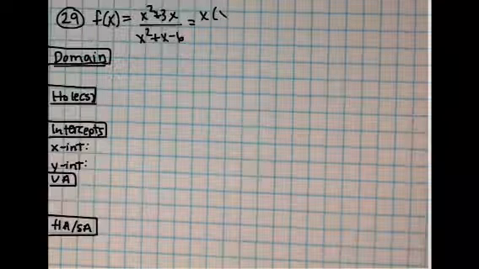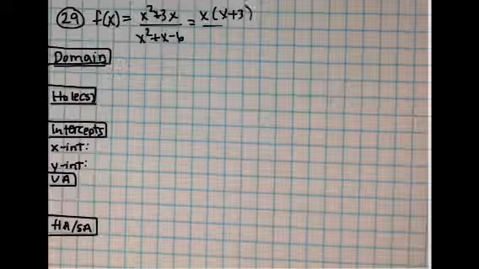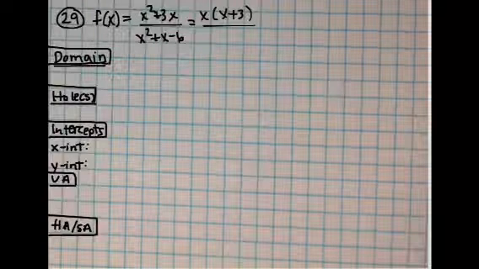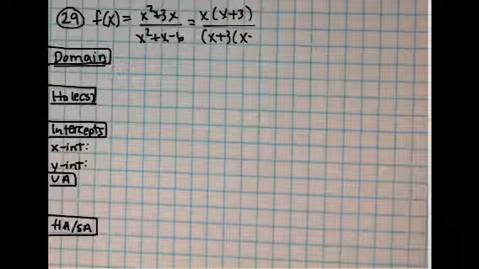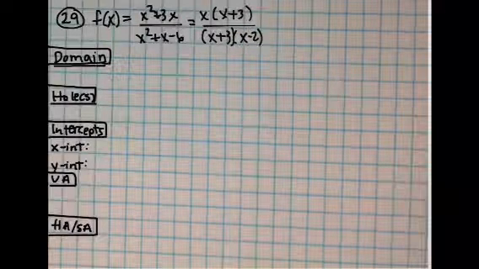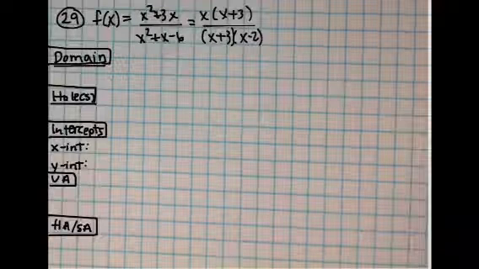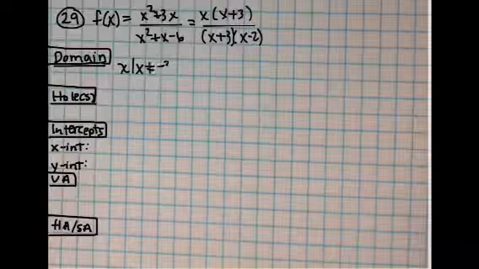So for number 29, we're going to factor first. Okay. So we're going to factor the numerator. You get x plus 3, and then in the denominator, factors that multiply to negative 6 and add up to positive 1 would be x plus 3 and x minus 2. So this tells me the domain is all x such that x cannot equal negative 3 or positive 2.